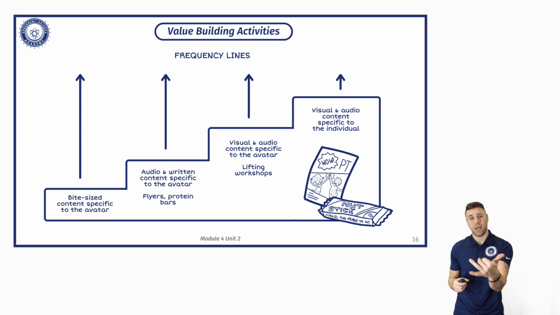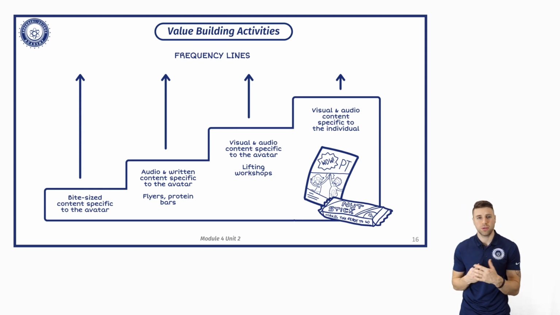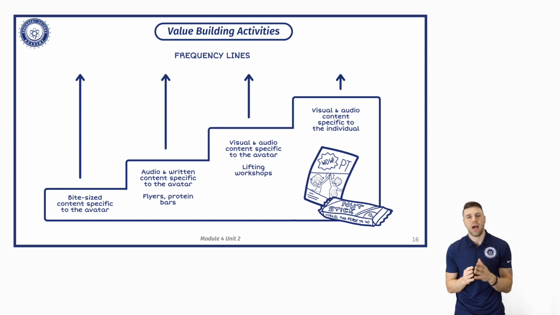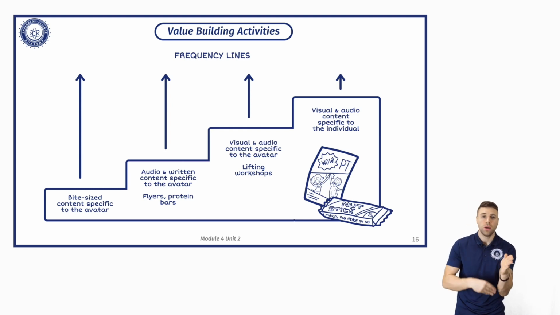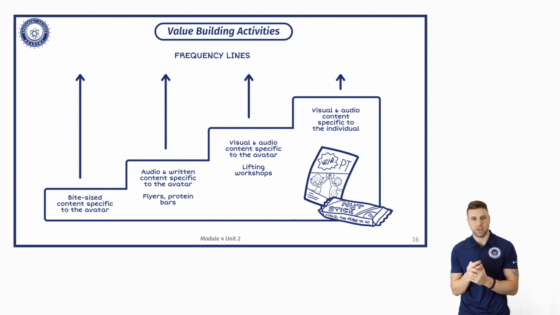So say for example, the exercise of the day, 300 people could see that. It's going to be hard to speak to 300 people on the gym floor. That's going to take up a lot of time and resources. But the best thing here is to have a combination of both bite-size as well as longer form value building activities. The more you can do those individual specific value building activities, the quicker it will be to get that person from knowing who you are to actually paying you for your services.